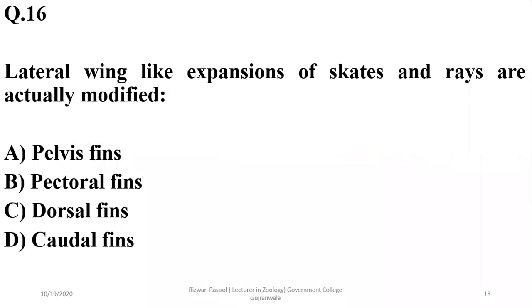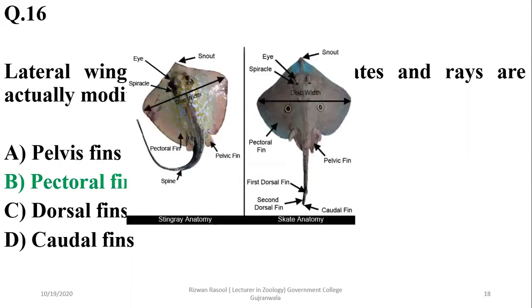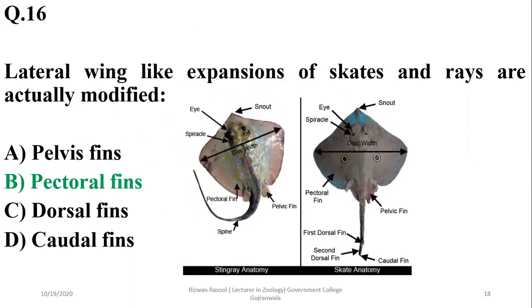Number 16, lateral wing-like expansions of scales and rays are actually modified pectoral fins. So the right option is beta.